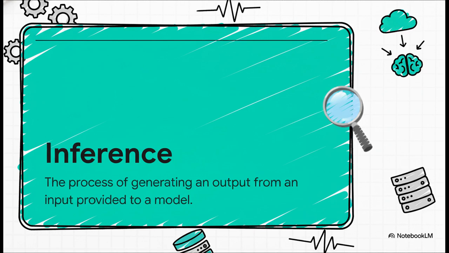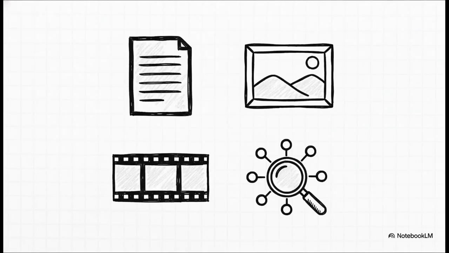Okay, so this whole magic trick has a name. It's called inference. That's the technical term for the moment the AI takes your input, your prompt, and actually generates something new. You could call it the AI's thinking process. This is where all the action happens. And what can you create? Well, pretty much anything you can imagine. We're talking text for summaries, chat, or even code, all the way to generating brand new images and videos from scratch.